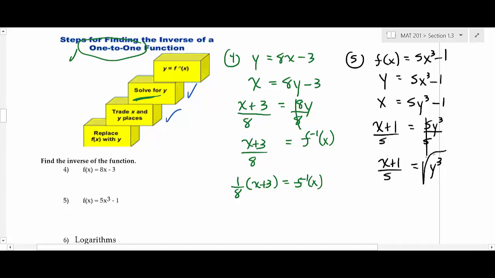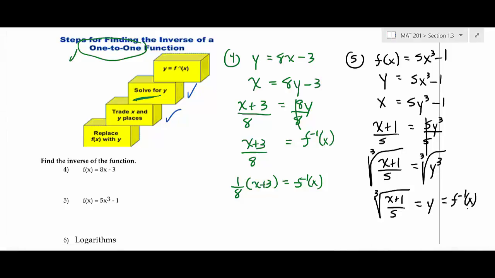So now what you do is just do cube root of both sides, and be sure you do the cube root of the whole thing. So one answer would just be, the best way to write this is just cube root of (x plus 1) over 5 equals y, and then you can write the y just as f inverse of x like that. Okay, so that's the idea. How do we feel about that? All right, it's not too bad.